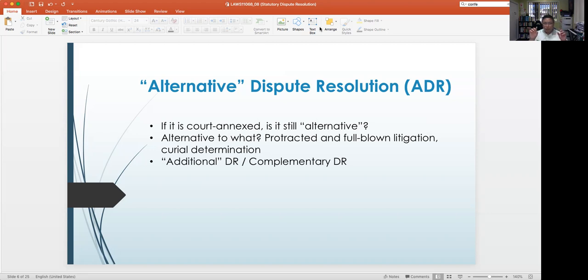Okay, so when we use the word alternative, it's in a broader sense. Alternative in the sense that it's alternative to protracted and full-blown litigation or curial determination or adjudication. Curial means judge, or judge-like. So a judge is a judge, a tribunal member is not a judge, but is judge-like.